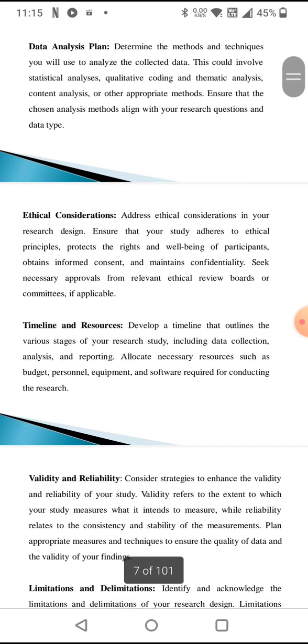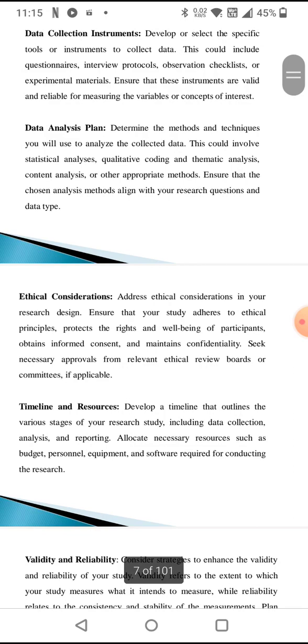And next is timeline and resources. What do you mean by this? You need to develop a timeline that outlines the various stages of the research study. For example, for the next 6 months, I should be able to at least prepare a draft of my questionnaire, or go meet people for my data collection, or analyze or confirm with the statistical tools and technologies which are required for my research work. Right? So that is what we do. And you also need to allocate resources. It might be budgeting, personnel, equipment, and software which might be required for the research purpose.